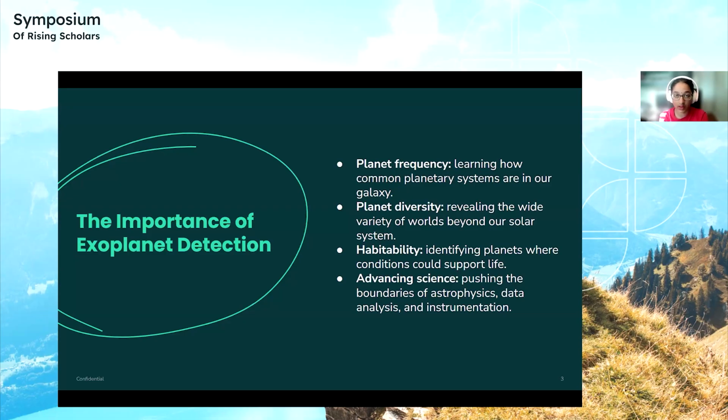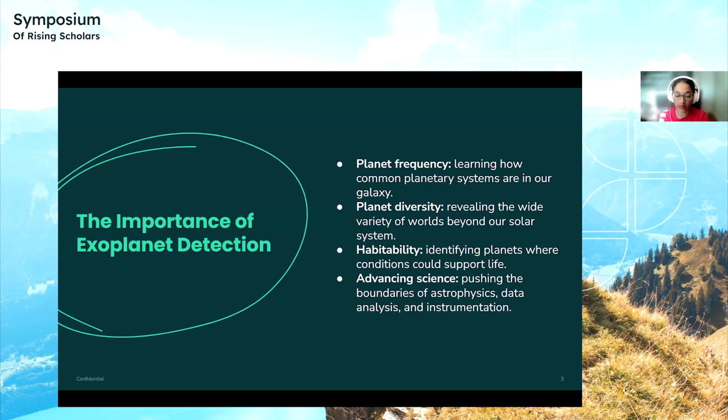It also informs habitability studies by identifying planets in the so-called habitable zone, where conditions might allow life. So this is where liquid water exists. And it also pushes forward astronomy and computational methods.